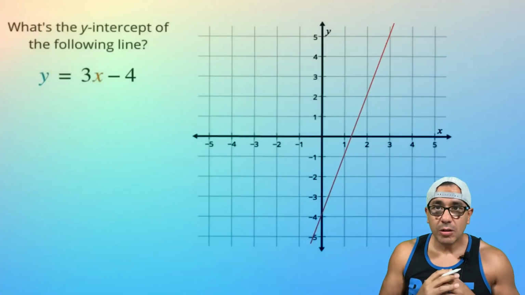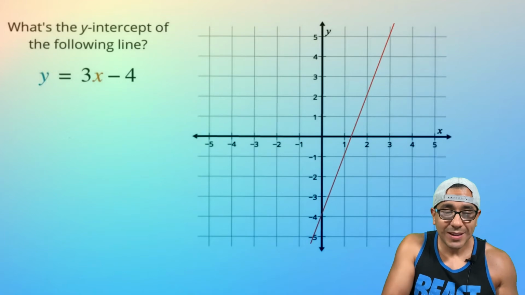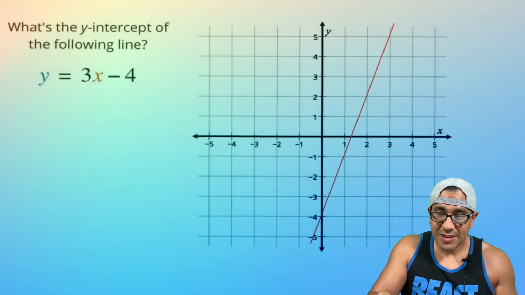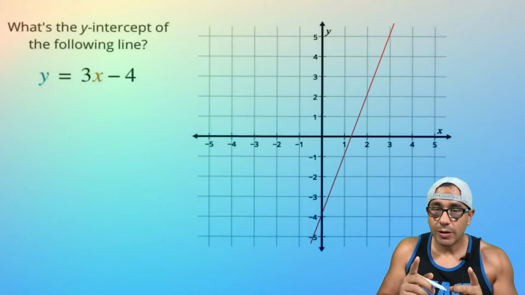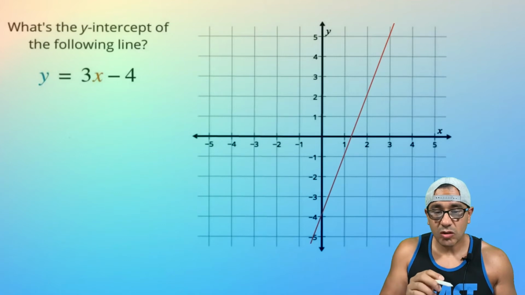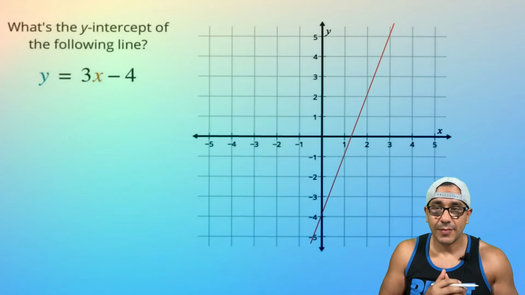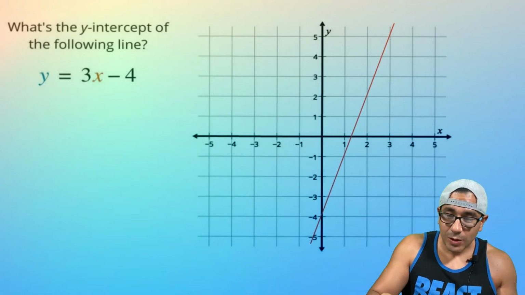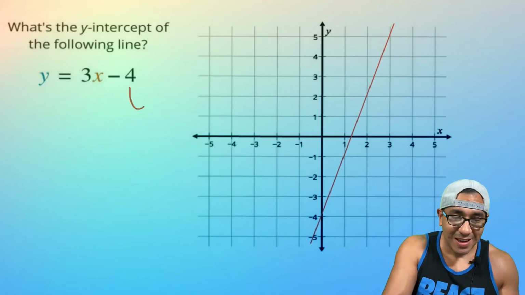To make sure we really understand, I want you guys to look at this graph right here and tell me what is the y-intercept of this line. So press pause, comment down below, and let's see if we're in agreement. So y equals 3x minus 4. What is the y-intercept? All right, you should have asked yourself, where does this line cross my y-axis? We can see it crosses at -4. So once again, you can see that this represents the y-intercept.